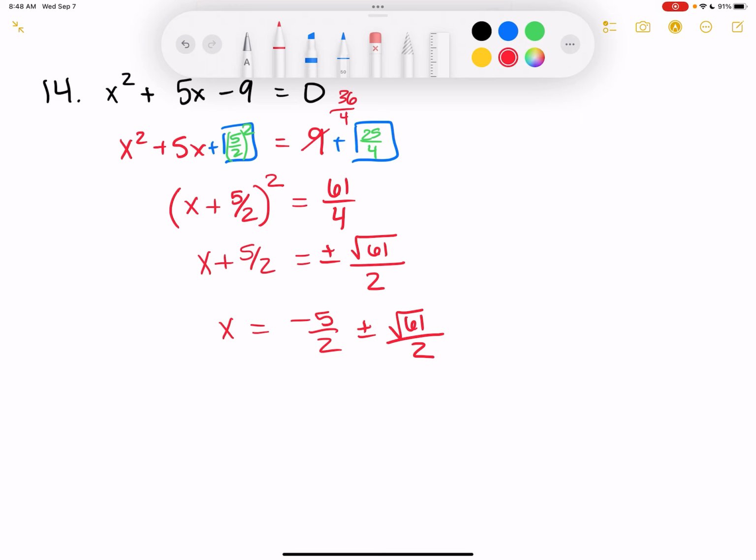Since they're common denominators, can you combine them into one? So, negative 5 plus or minus root 61, all over 2. Yes, all over 2.